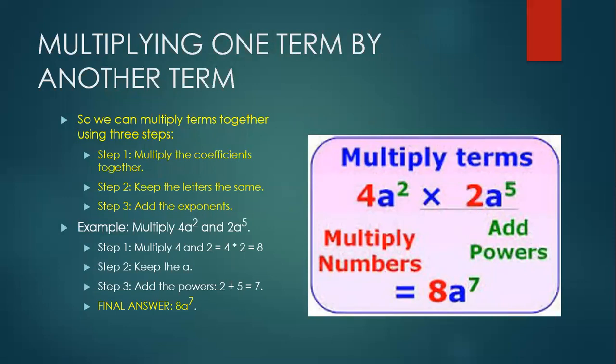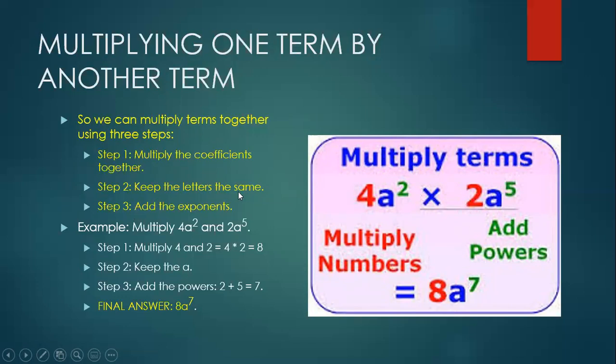All right. Now, how do I multiply one term by another term? So what happens if I put numbers out in front? Well, let's look at this number here. This is called a coefficient. My coefficient is 4. My coefficient for this one is 2. Step 1, multiply the coefficients together. 4 times 2 is 8.